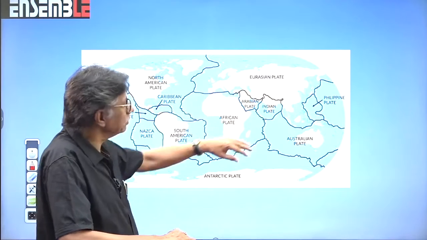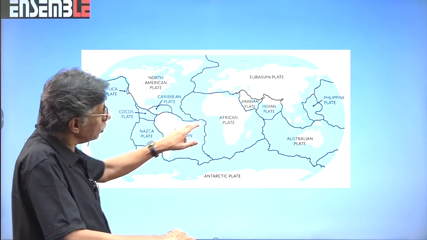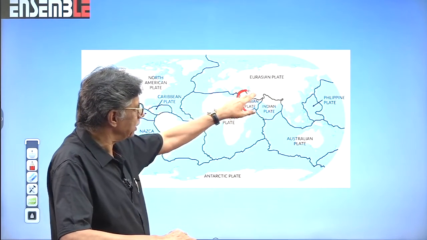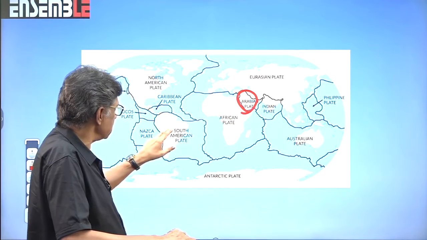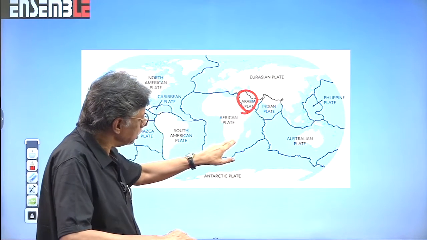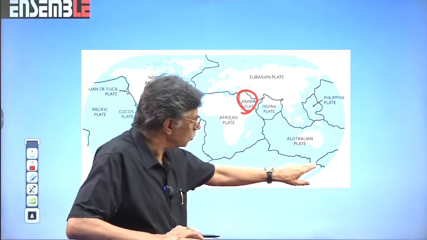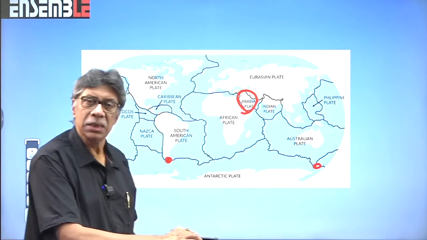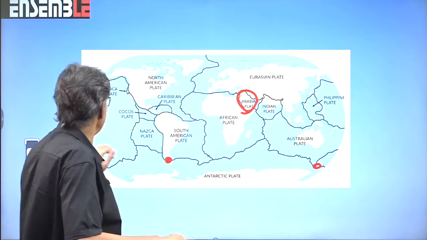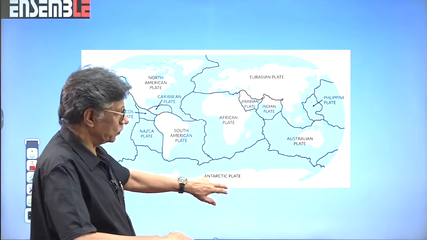Now, this was the diagram that we were talking about. That is, a lot of microplates have been there. The Arabian plate happens to be one of the minor plates. But then there are many, many microplates. Like you're going to have it here in this place, and in this place as well. So these are the microplates that are now going to be asked to you in this form.